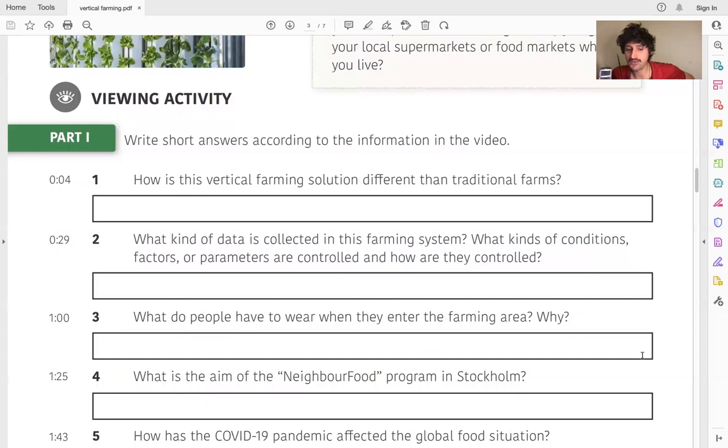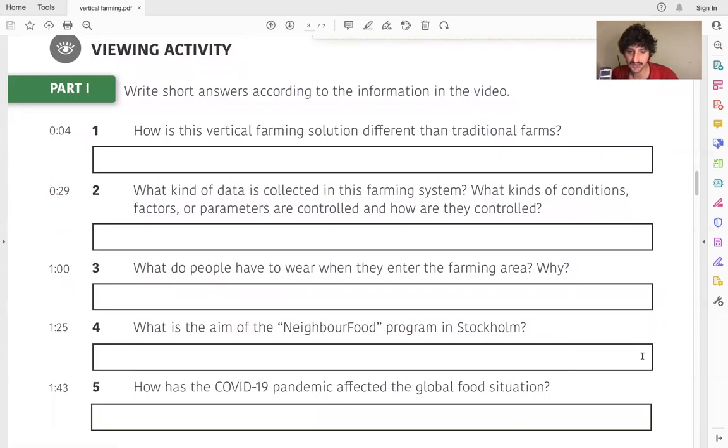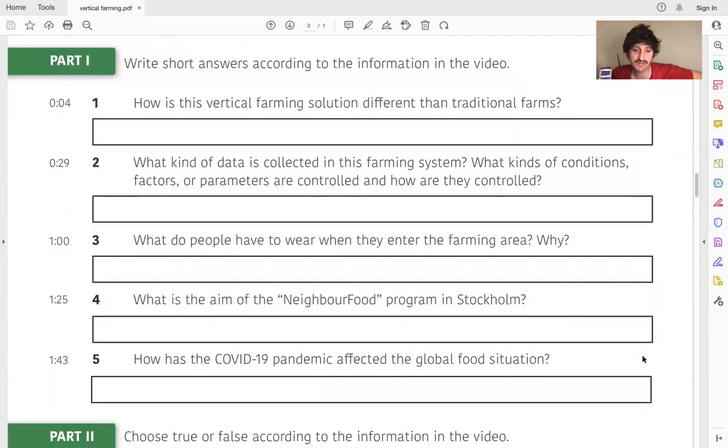What is the aim? Okay, what's the purpose of Neighbor Food? So not neighborhood, because neighborhood is where you live. Neighbor Food program in Stockholm, Sweden. Okay, it's very, very interesting. It's a program in Sweden. It's called Neighbor Food. Okay, so I think you could probably figure that out.